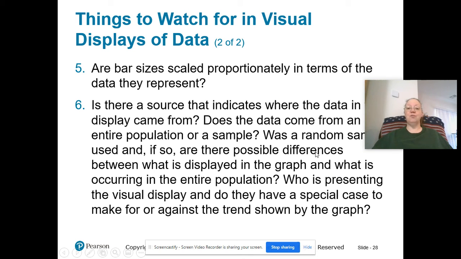Is there a source for the data? Does the data come from an entire population or just a sample? Was a random sample used? And if so, are there possible differences between what is displayed in the graph and what is occurring in the entire population? Who is presenting the visual display? Do they have a special case to make for or against the trend shown by the graph?